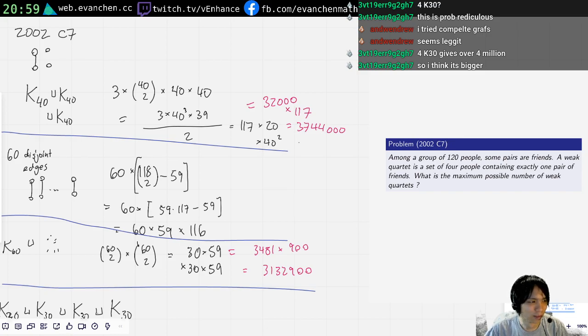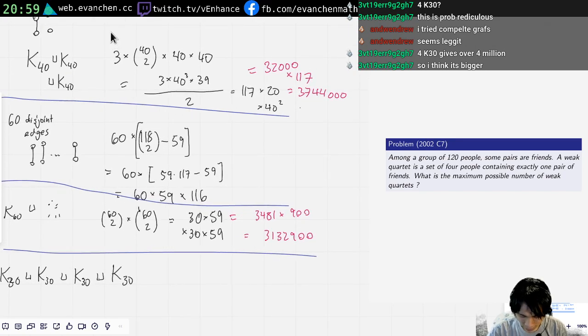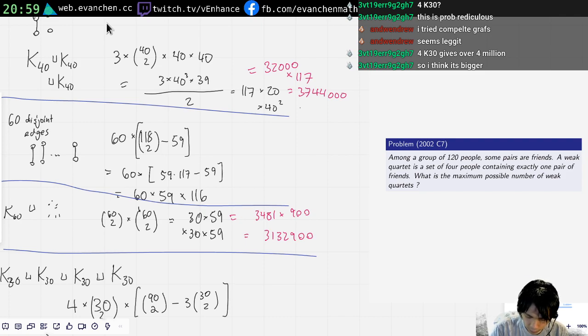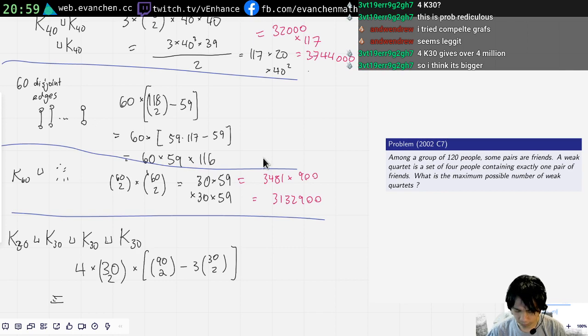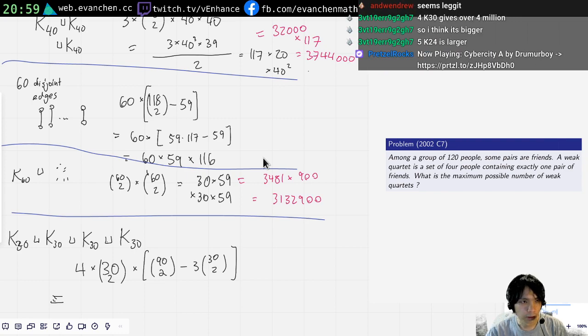That's actually really bad. I thought it would be... really? Is that large? Okay, so I pick one place and then 4 times 30 choose 2, and then times 90. Oh, that is larger. Choose 2 minus 3 times 30 choose 2. That does look like it's going to be... Because if this turns out to be larger than the 3 K40s, then we really should start trying all the examples of the form with multiple complete graphs. 5 K24 is even larger.